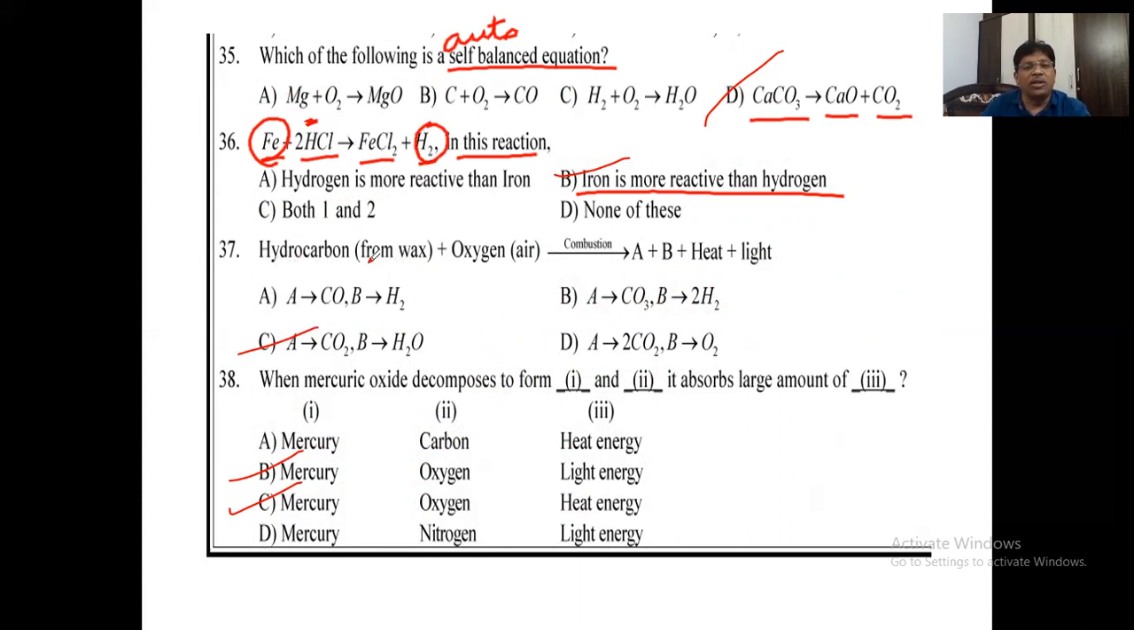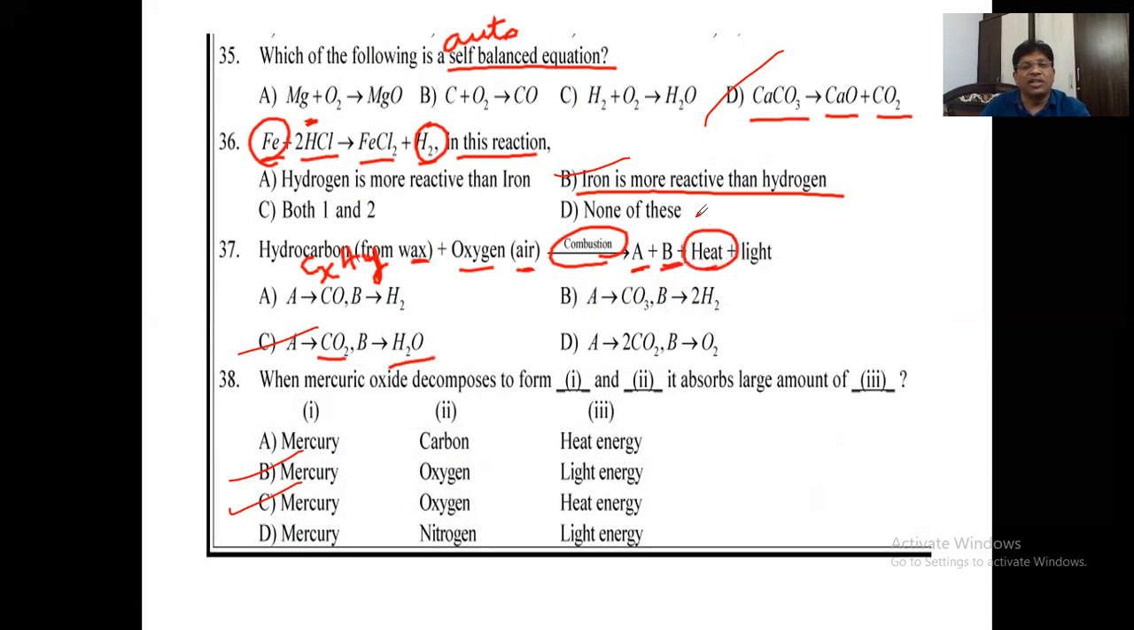Next. Hydrocarbon. Hydrocarbon is CxHy: x number of carbon atoms and y number of hydrogen atoms. From wax, we have taken candle wax. So hydrocarbon plus oxygen from air. On combustion, on burning, we get A and B. Whenever a hydrocarbon is combusted, we always get carbon dioxide, CO2. So A is carbon dioxide, and B is H2O. Along with that, heat energy is released.